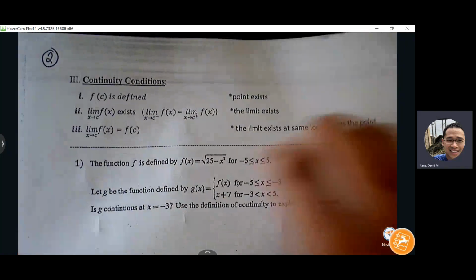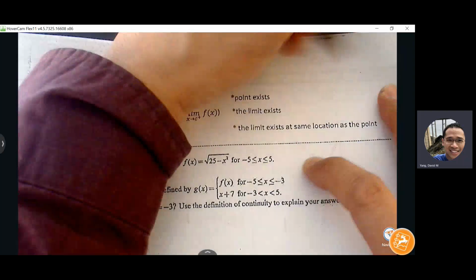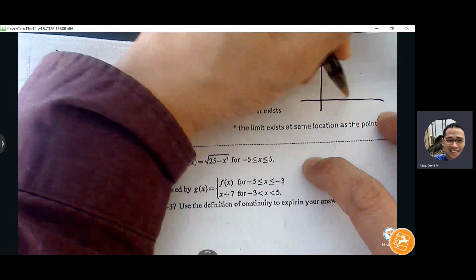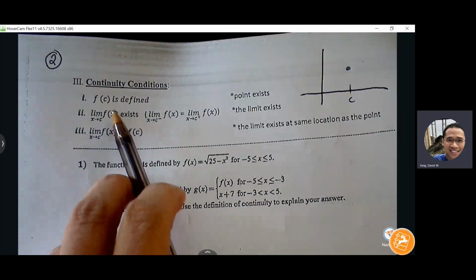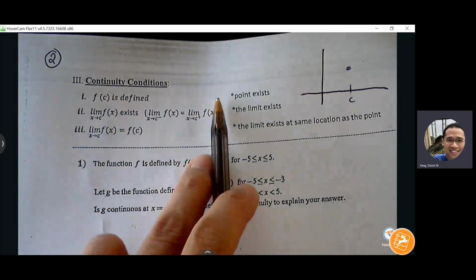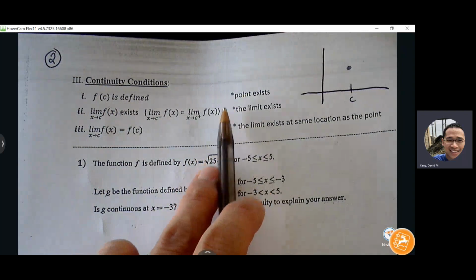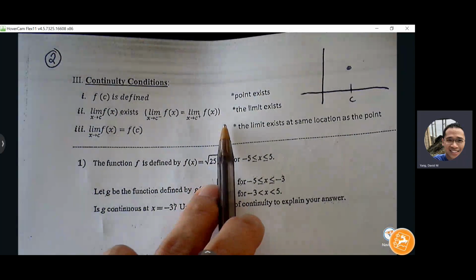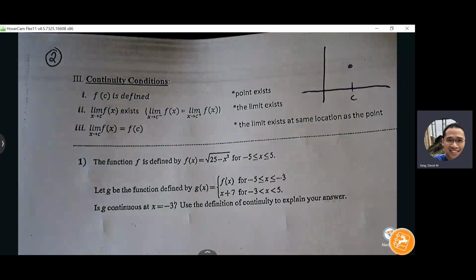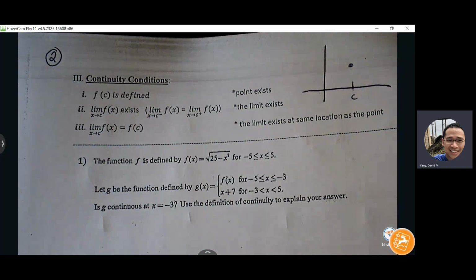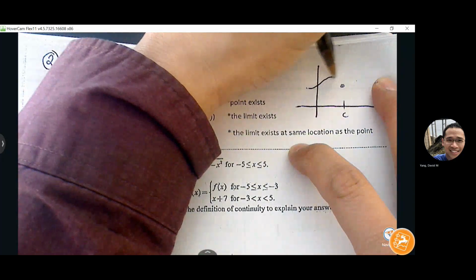So let me go through the conditions here. The first condition is testing to see, does the point even exist? Right, so we can just plug in our x values, see if that point exists. If it doesn't exist, we still want to go through the rest of the conditions because it can help us determine what type of discontinuity we're looking at. The second condition is, does the limit exist? Okay, is the graph approaching the same y value from both sides?